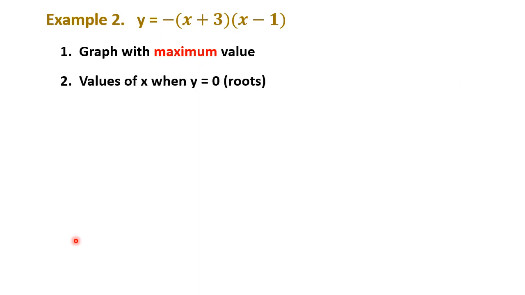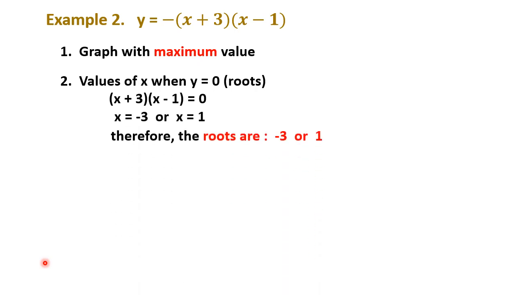Number 2, values of x when y equals 0. That means the roots. So directly we can determine the roots by observing the pattern of the equation. The roots are going to be minus 3 and plus 1, the opposite sign of the values available here. So let's see how to determine the roots. Equalizing to 0, the roots are minus 3 and plus 1.